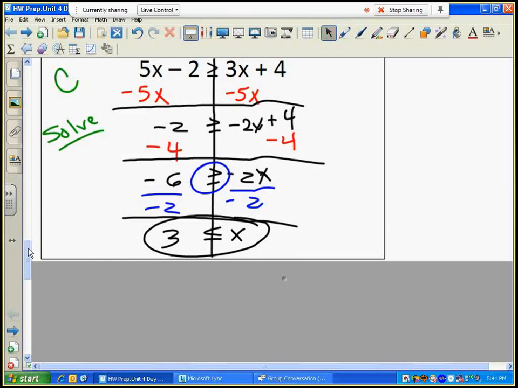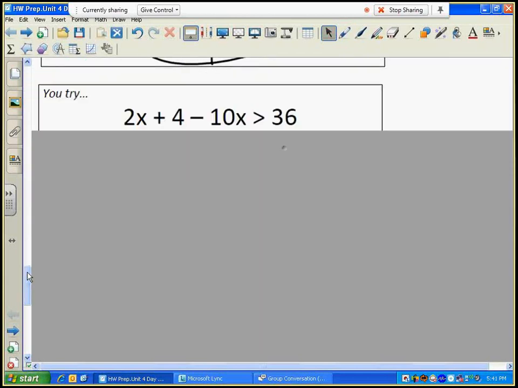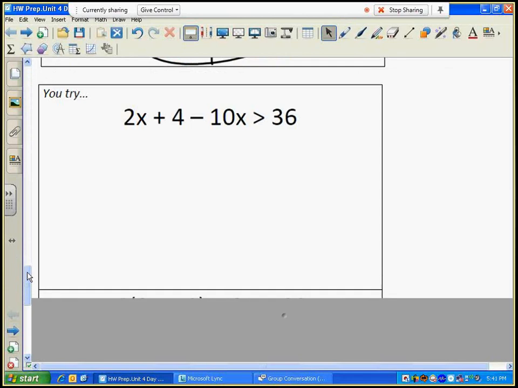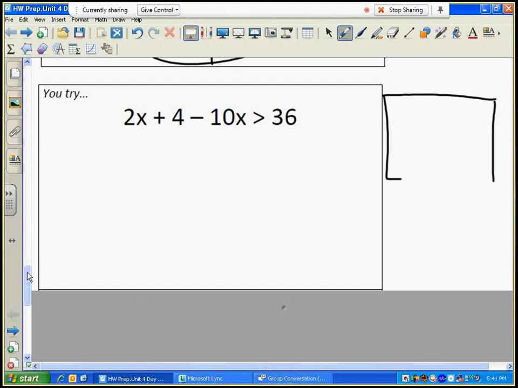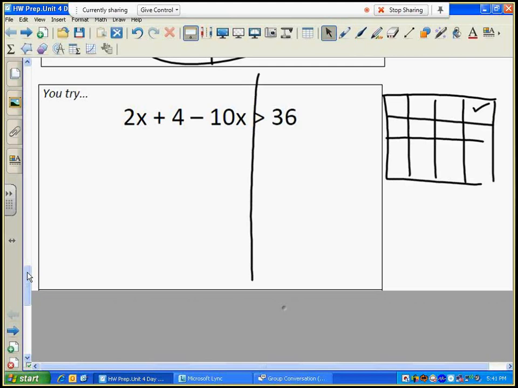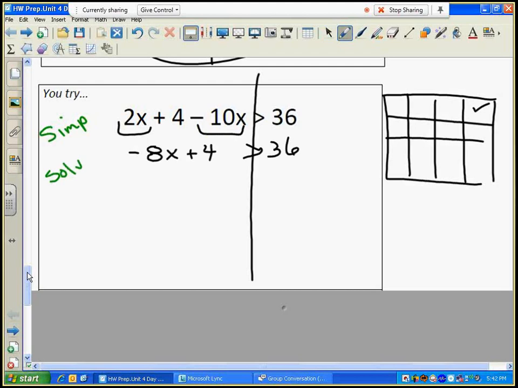Okay, now we're in that last column up there on the top. I want you to copy down this you try here, and I want you to try it on your own. Okay, here in a second, I will give you a little bit of feedback. Go for it. Okay. I am going to need to simplify. Okay. And then I'm going to need to solve. Not going to have to collect anything on this one.